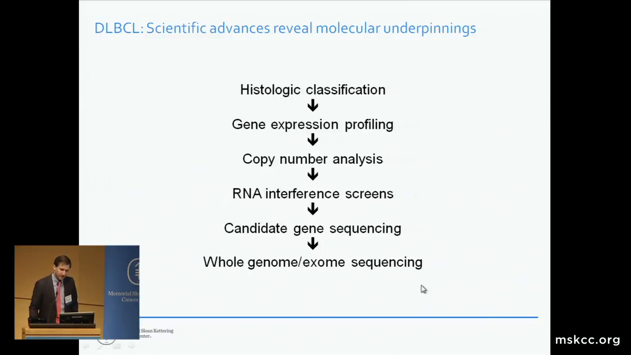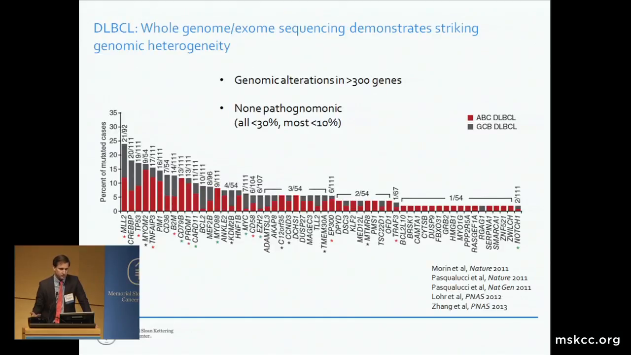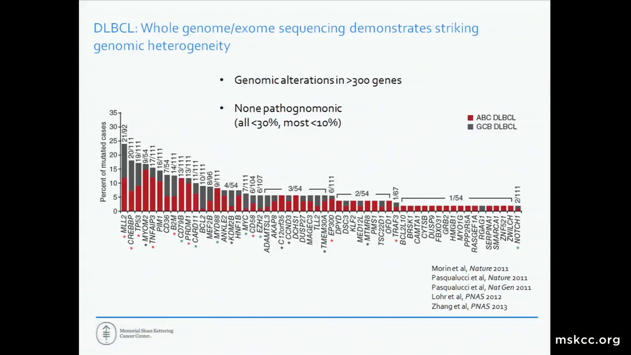But in the past 5 years, whole exome and whole genome sequencing has provided the opportunity to have an unbiased and comprehensive assessment of the mutational landscape in lymphomas. When whole genome and whole exome sequencing was performed on diffuse large B-cell lymphoma, the most striking finding was the remarkable genomic heterogeneity in the disease. There were mutations and genomic alterations found in over 300 different genes, but the most notable finding was that none of them were pathognomonic for the disease. All of them occurred at less than 30% frequency, and most were well under 10% frequency.